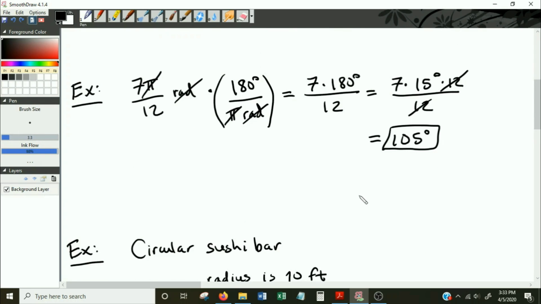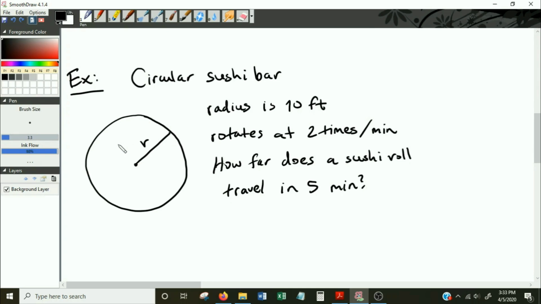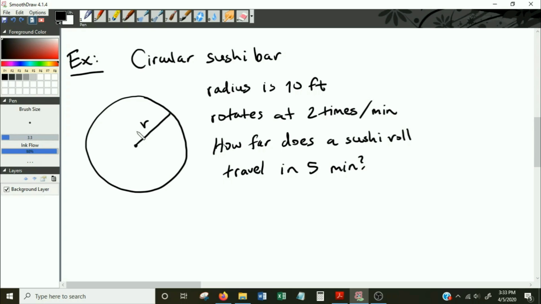Now we're going to do a problem where there's a rotation, and we're going to find out how far something has traveled in a circular motion. So the problem says that there's a circular sushi bar. The radius is 10 feet. So I'm going to label that there. And it rotates twice a minute, 2 times per minute. So the question is, if there's a sushi roll right here, how far does it travel in 5 minutes?